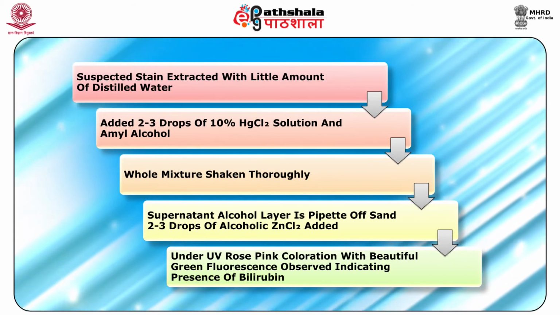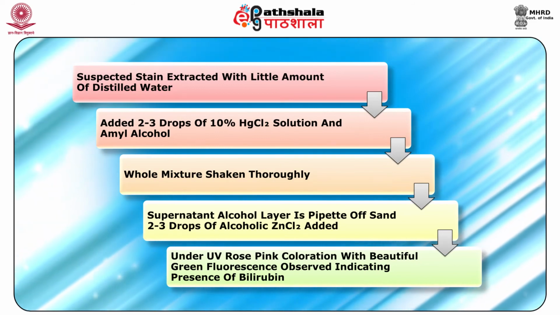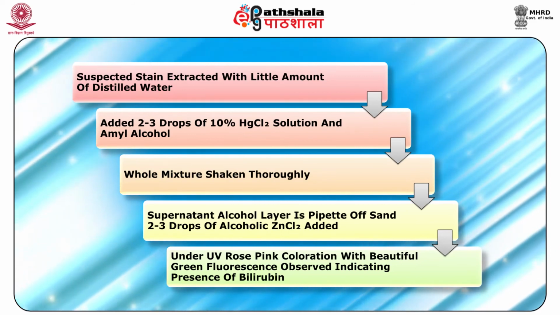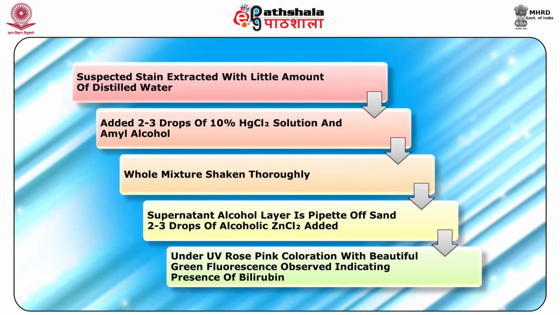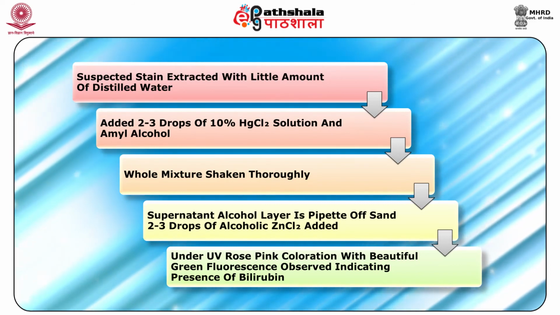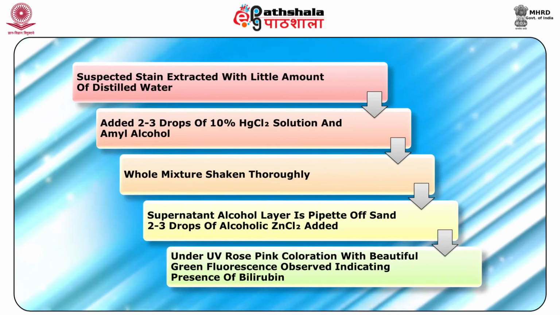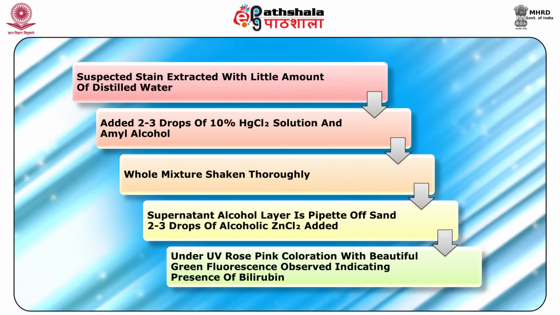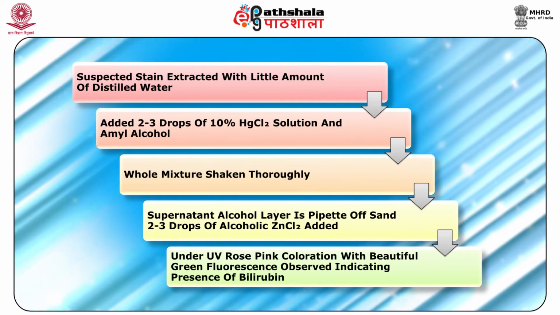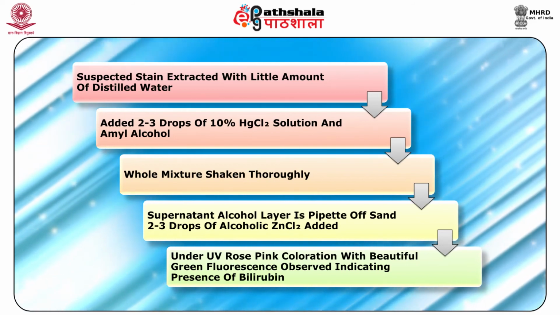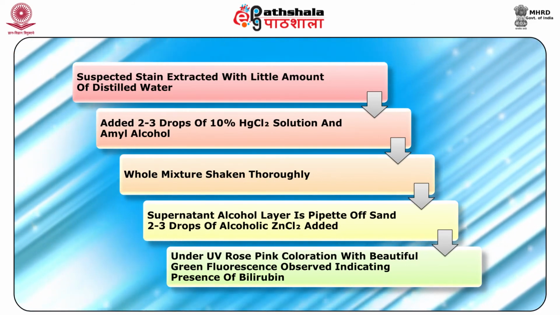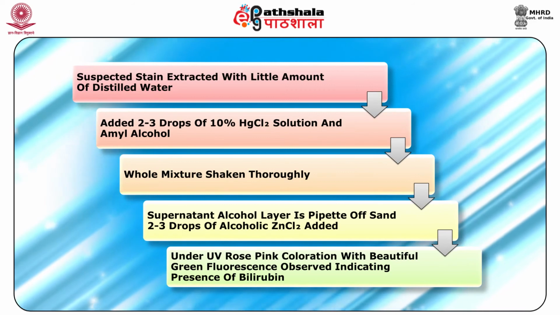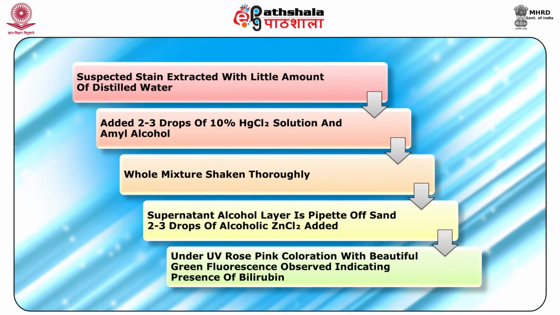Under UV light, rose pink coloration with beautiful green fluorescence is observed, which indicates the presence of bilirubin. This test is considered to be one of the very sensitive and reliable tests. This test relies on the formation of a green fluorescent zinc urobilin complex formed in the presence of neutral alcoholic zinc salt, for example, alcoholic zinc acetate.